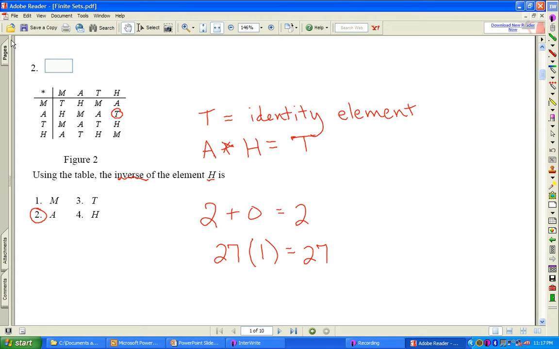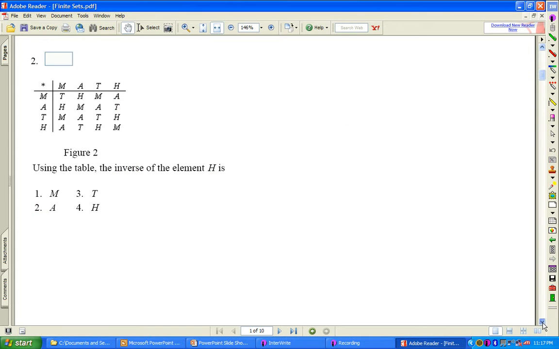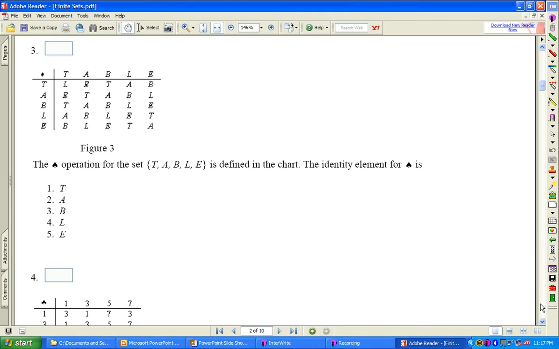So let's take a look at another question. All right, so question 3 says the operation spade for the set of the letters T, A, B, L, E is defined in the chart. The identity element for spade is which of the following? So once again, we need to find the identity element.